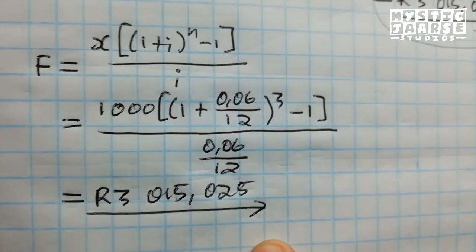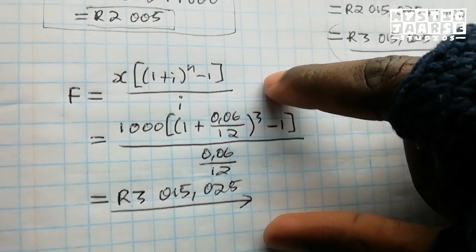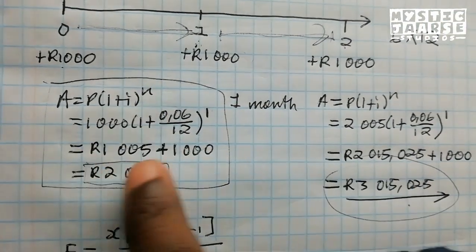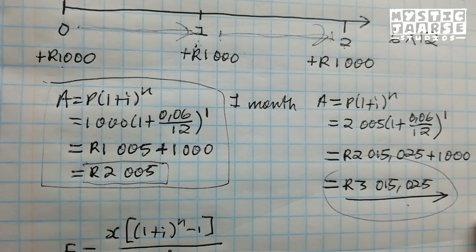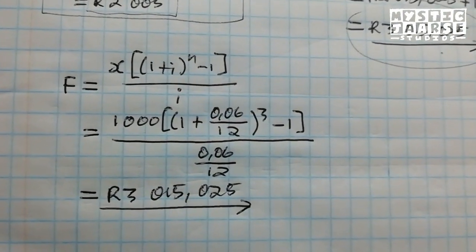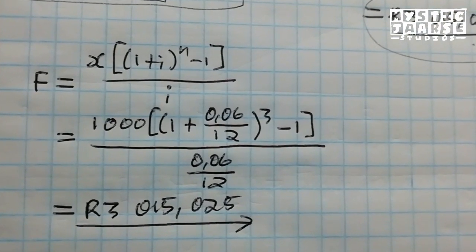This is the amount of money that they will be having at the end of their 3-month investment. So using this formula, we skipped all the calculations that we did, three actually, when we were using the compound interest formula. So this is the future value annuity calculation.